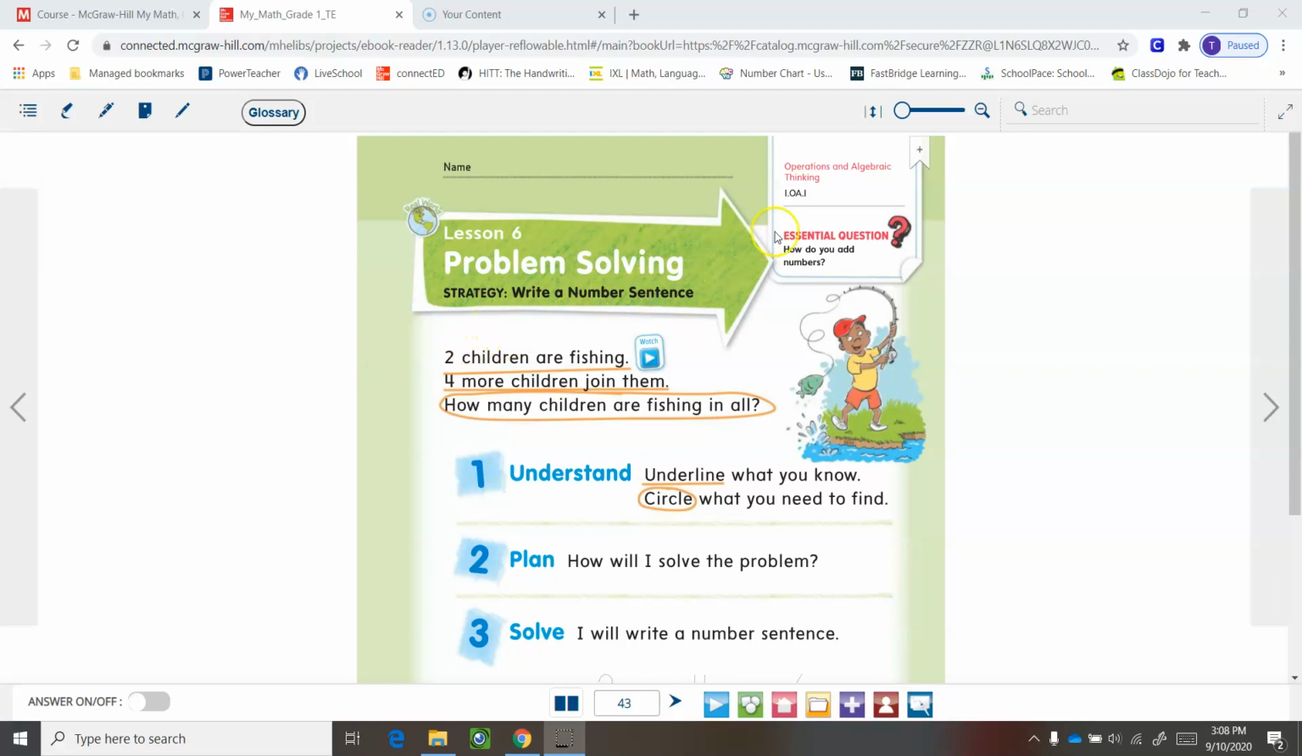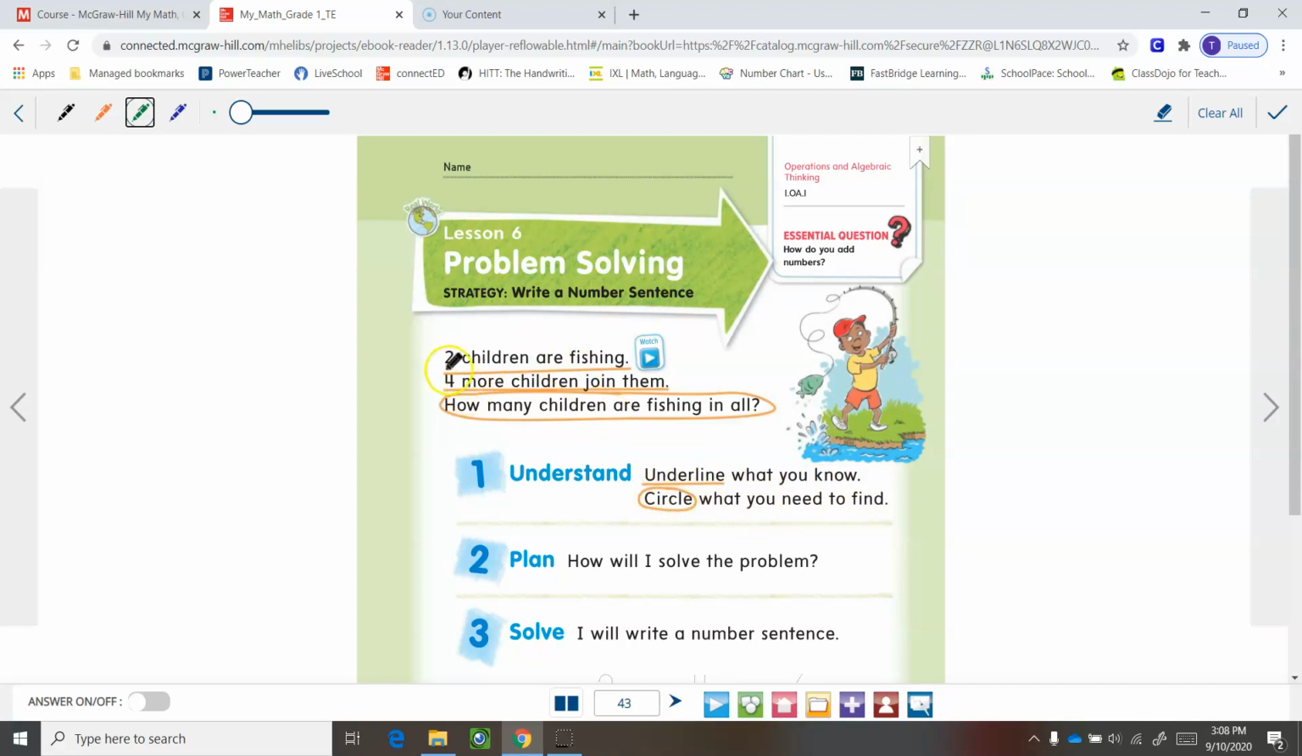So our standard for today is OA1, and that is I can solve word problems within 20. So we're going to learn some strategies on how to answer word problems. The first step is to understand what we are reading, the question. So the first thing I need to do is underline what I know, and the second thing I need to do is circle what I need to find.